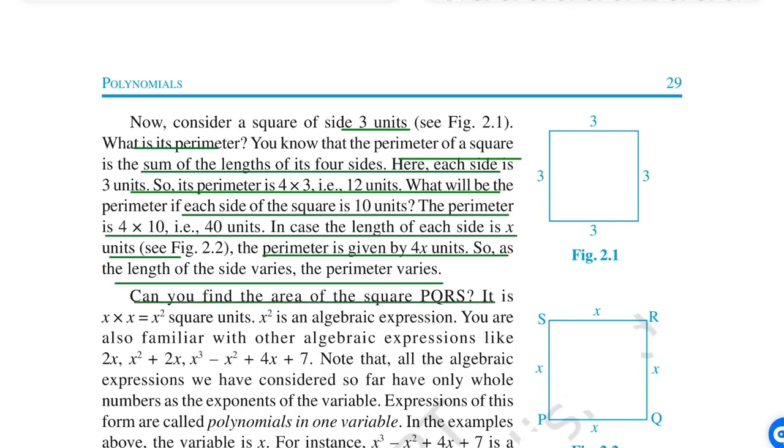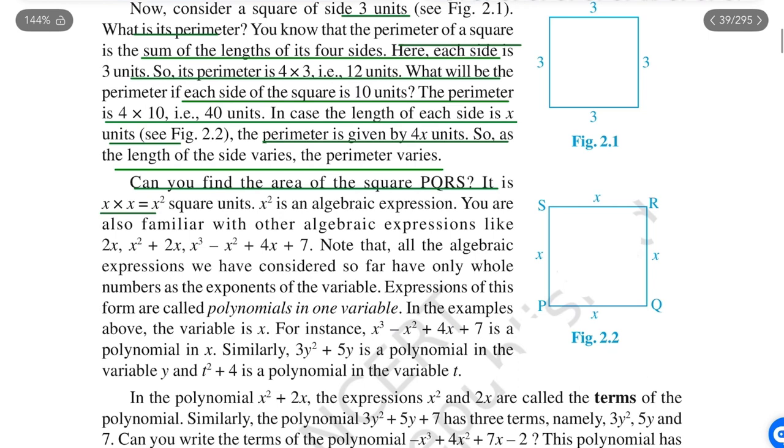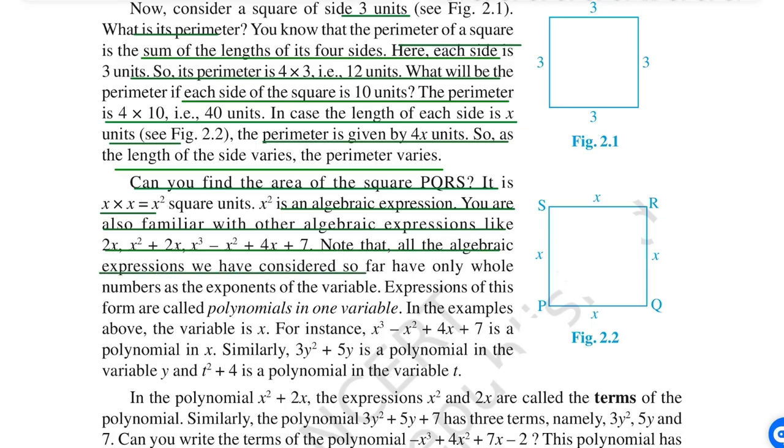Can you find the area of the square PQRS? It is x × x, that is x² square units. x² is an algebraic expression. You are also familiar with other algebraic expressions like 2x, x² + 2x, x³ − x² + 4x + 7. Note that all the algebraic expressions we have considered so far have only whole numbers as the exponents of the variable. Expressions of this form are called polynomials in one variable.